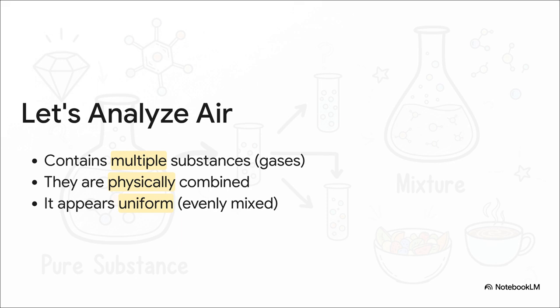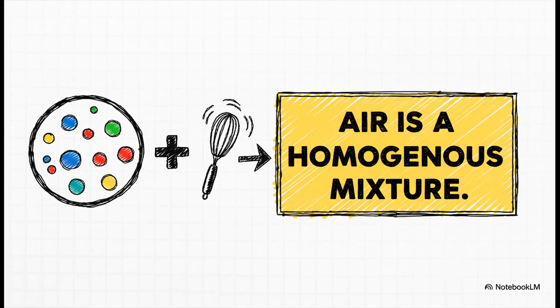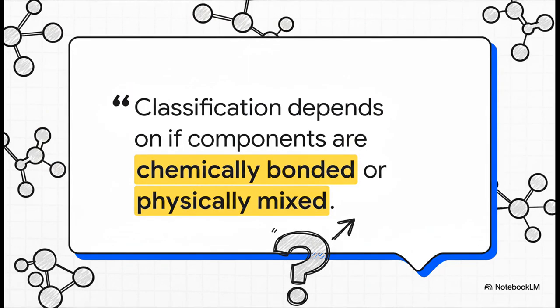Second question, are they mixed evenly? Well, you can't see the individual gases, can you? It all looks like one clear, uniform thing. That tells us it's homogeneous. And there it is. There's our answer. Air fits the definition perfectly. It is a mixture of multiple gases that are not chemically bonded, and it's a homogeneous one because they are all mixed together so smoothly that it appears to be a single substance. Mystery solved.